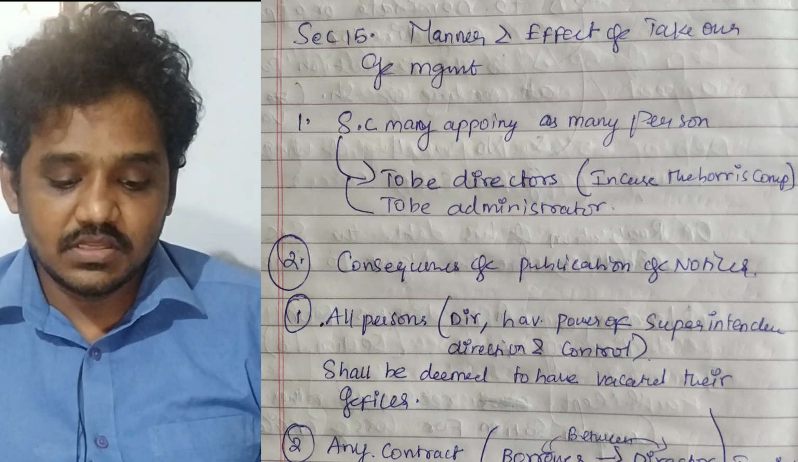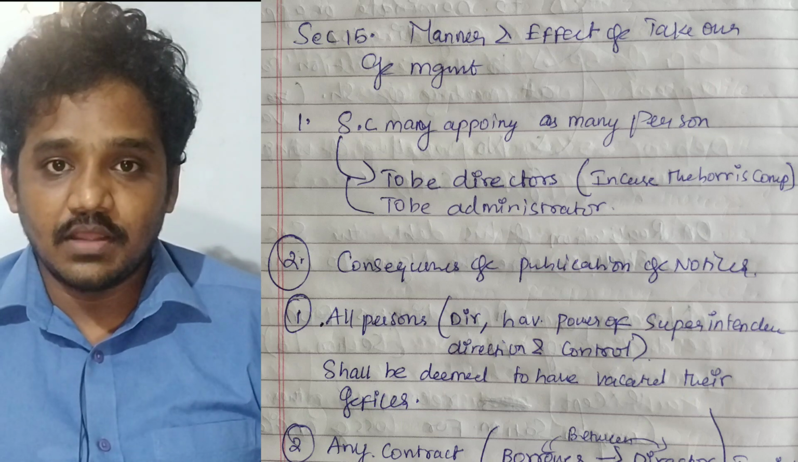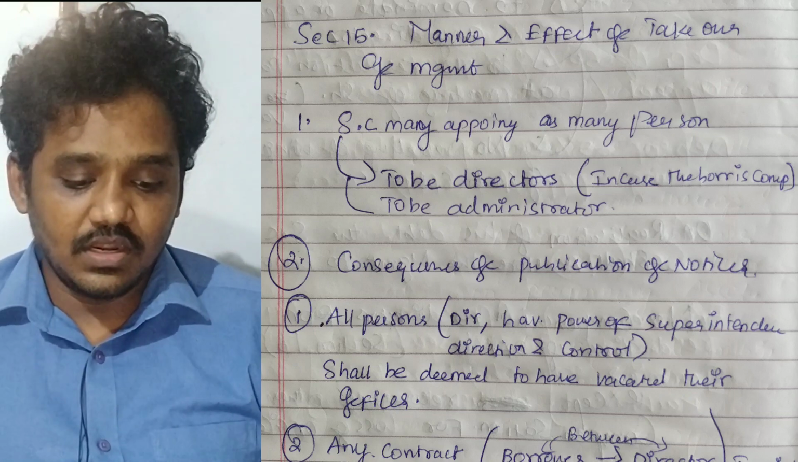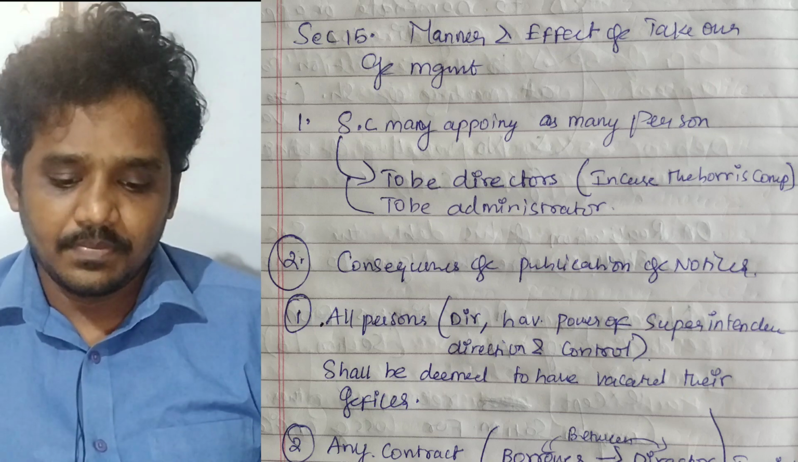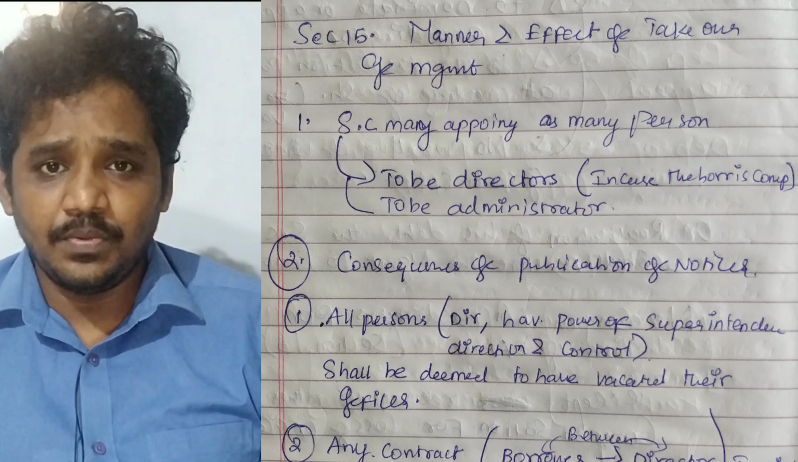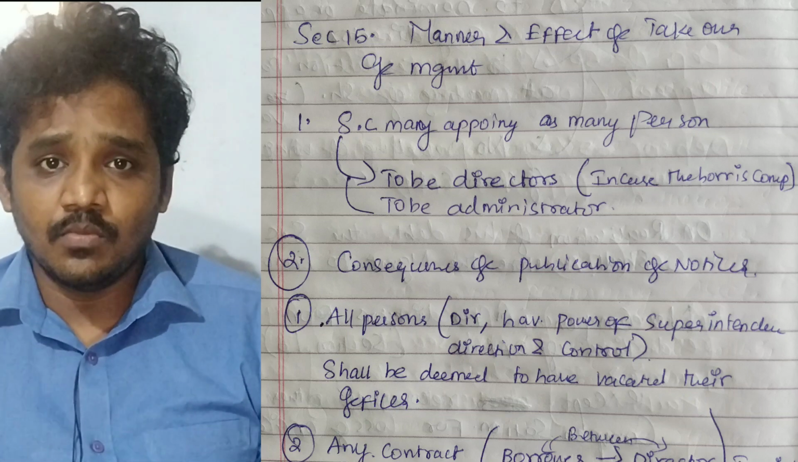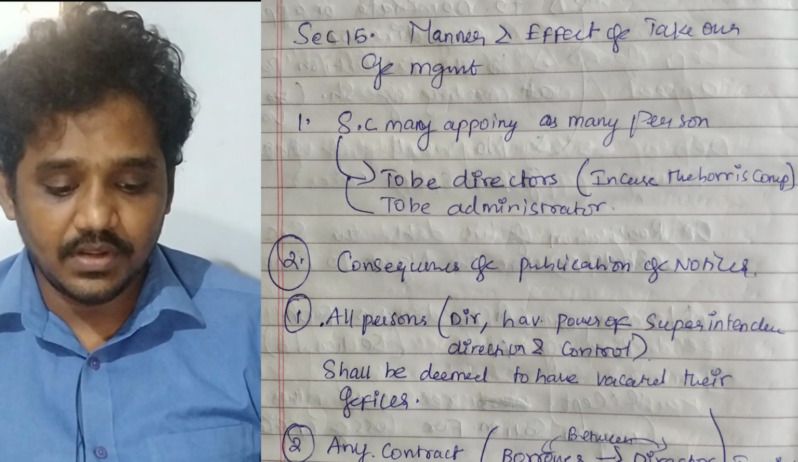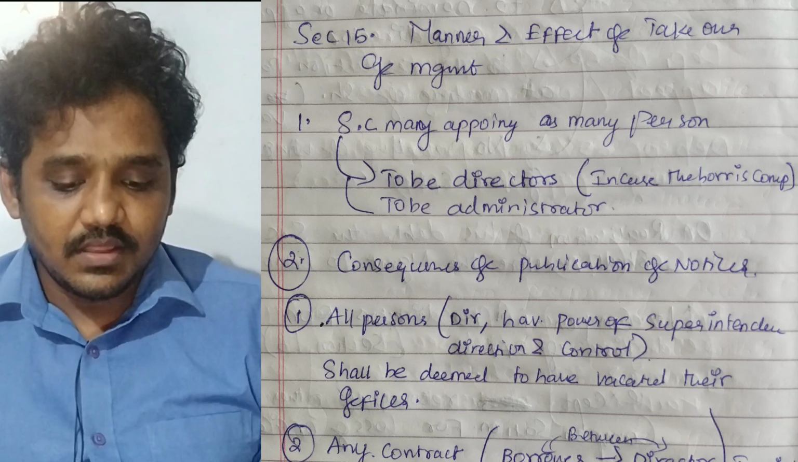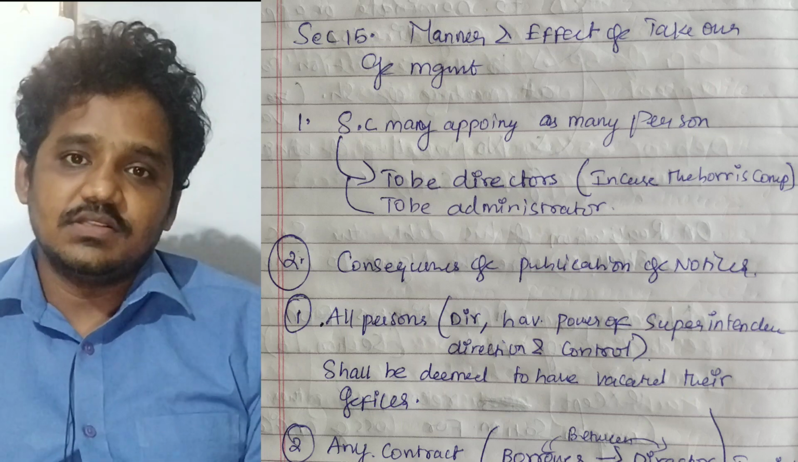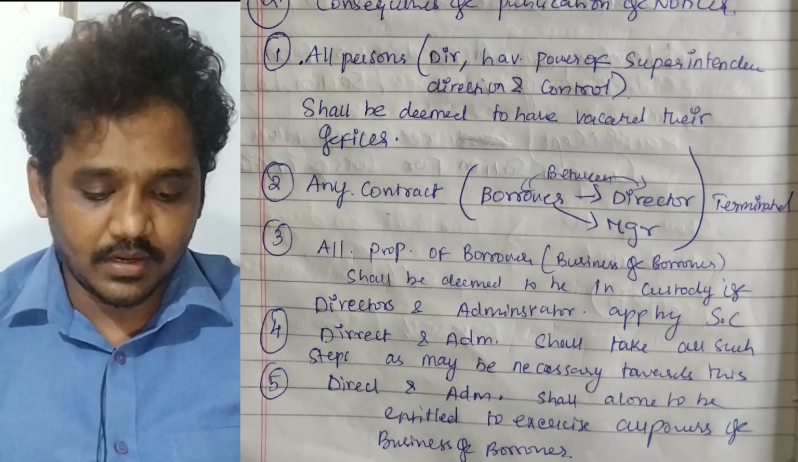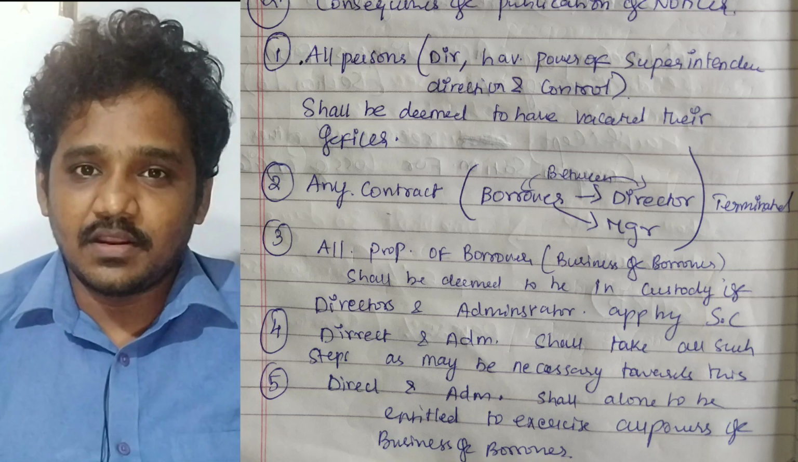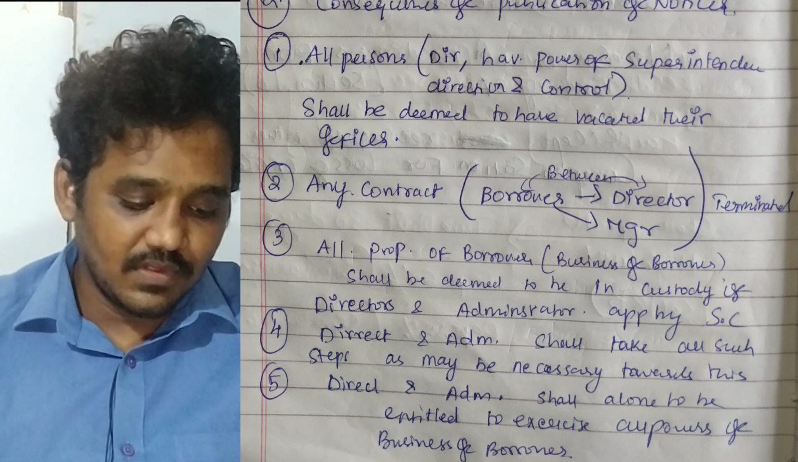So next, the consequences of publication of notices. The secured creditor will give proper notice to all the concerned parties in terms of these takeovers of management. And then, all the persons including directors and also the people who have superior powers, all their powers will come to an end the moment the management has been taken over by an asset reconstruction company or secured creditor. It means they shall be deemed to have vacated their office. That is the situation. And then the second point is with relation to contracts. Any contract between the borrower and the director, or the borrower and the manager, will come to an end at that point itself. That will be terminated.